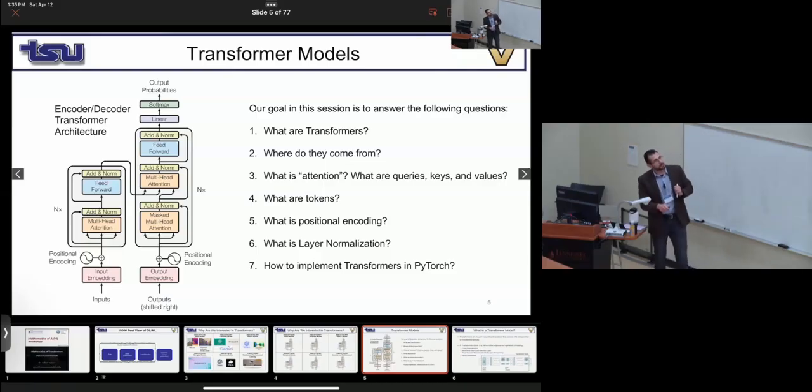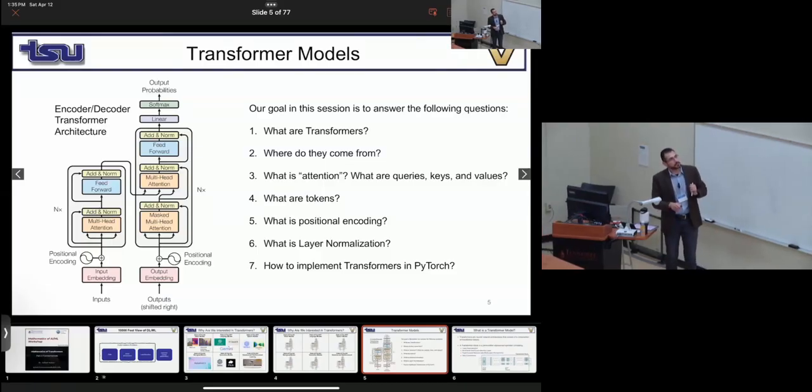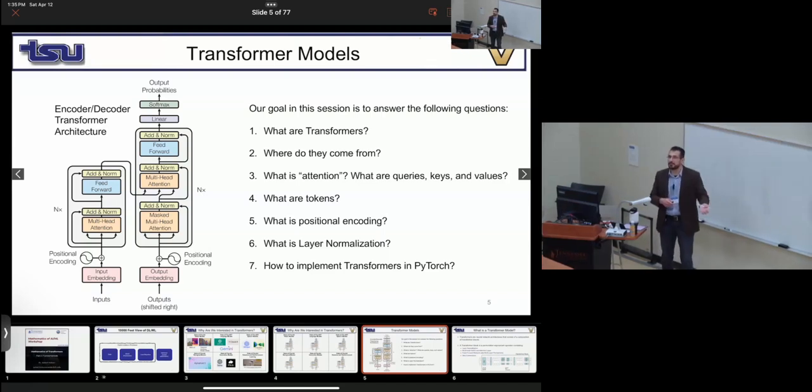But we would like to understand what transformers are, and where they come from. What is attention? Attention is one of the main mechanisms used in transformer networks. What are queries, keys, and values? What are tokens? You may hear tokenization. What do we mean by tokenization, and so on? Positional encoding, what is positional encoding, and then layer normalization, and finally, how to implement a transformer in PyTorch.